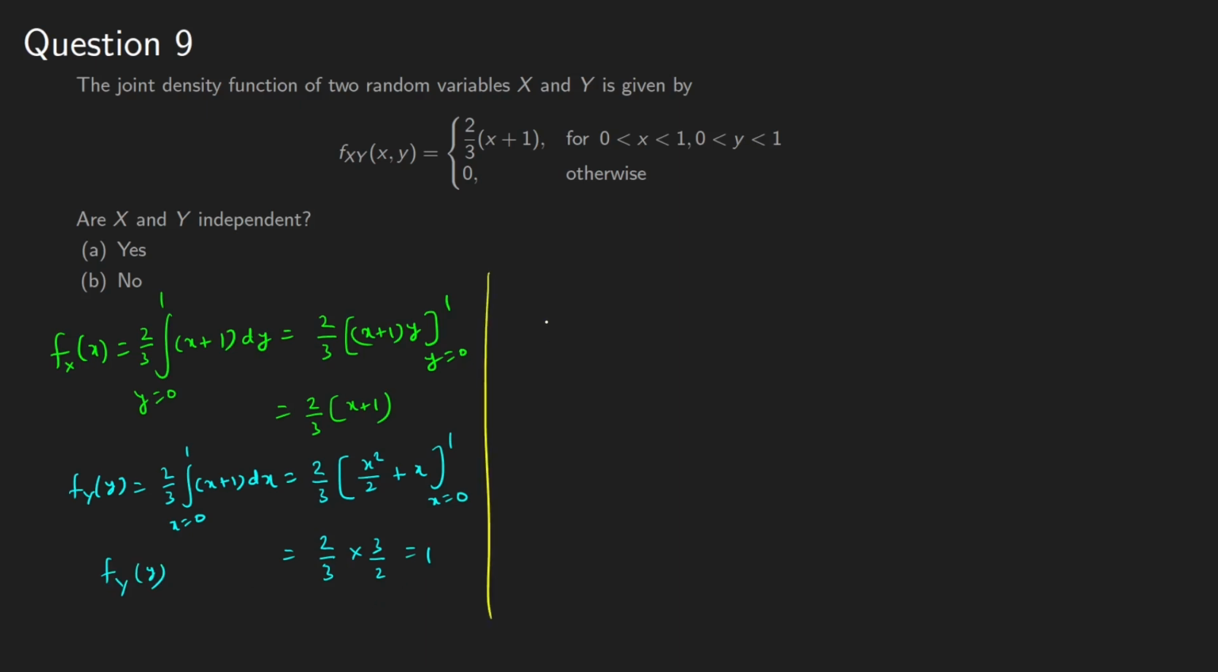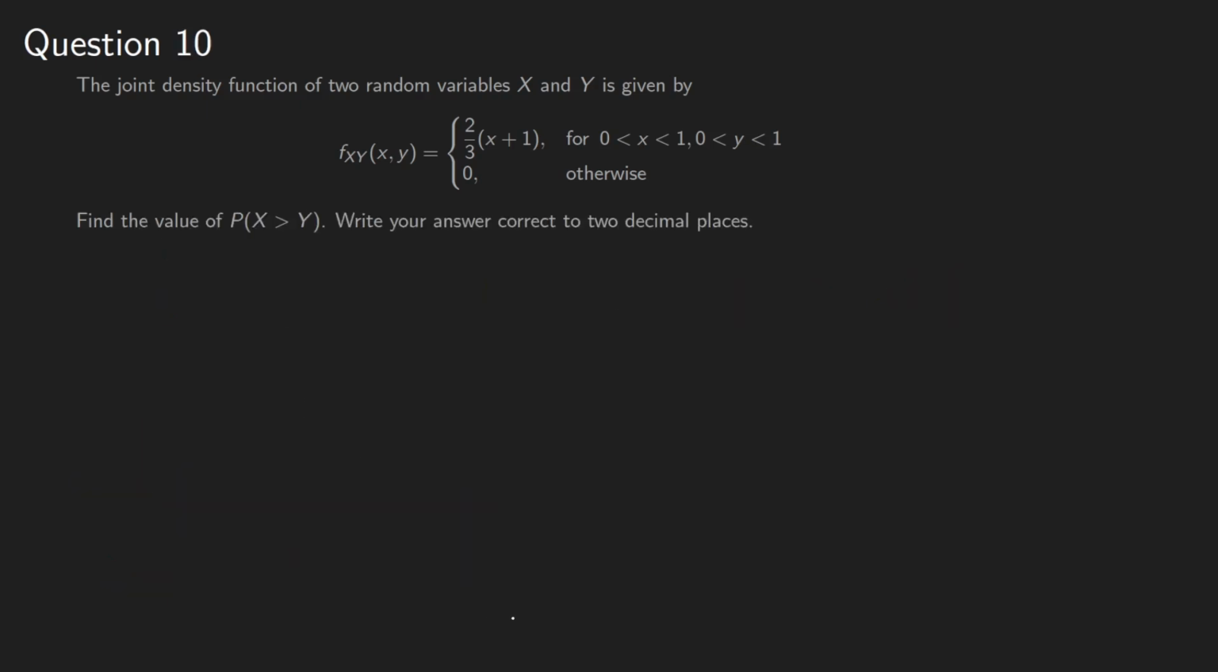So now let's check what's the product of the marginals. So fx at x times the marginal of y, it is equal to 2 by 3 times x plus 1 times 1. So it is just equal to this, which is clearly equal to fxy at x comma y. So it means these random variables x and y are independent.